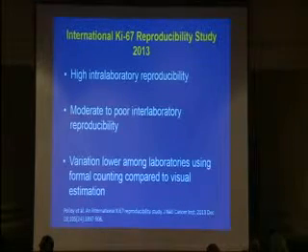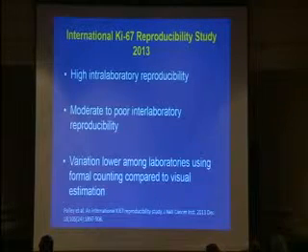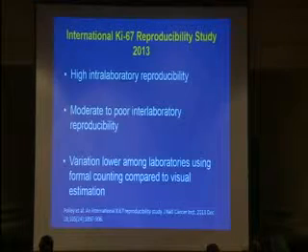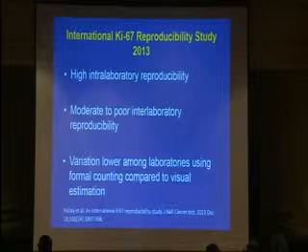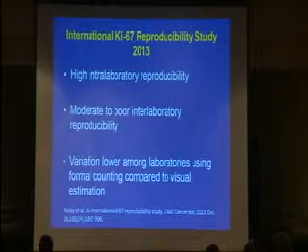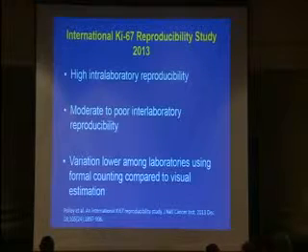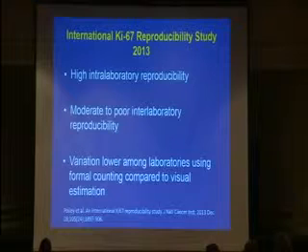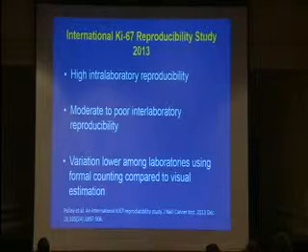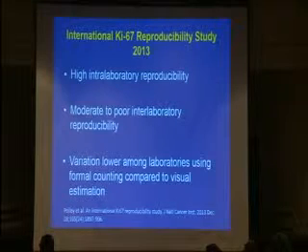Interestingly, within the same lab, there was good concordance between the pathologists. But between different labs, there was moderate to unacceptably poor concordance. So that's why we still do not use Ki67 in the United States routinely to test for proliferation in tumors, in breast cancer. And still ASCO does not endorse using it routinely in the clinical setting.